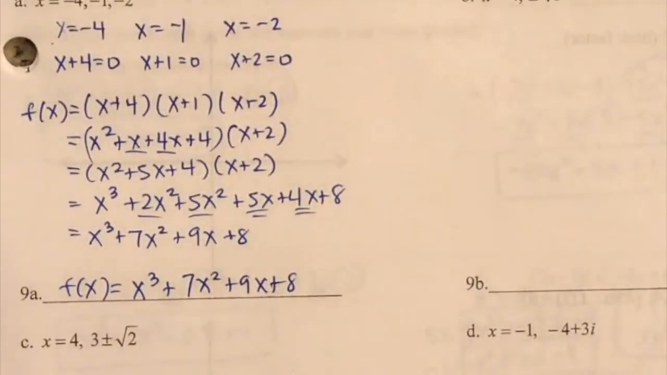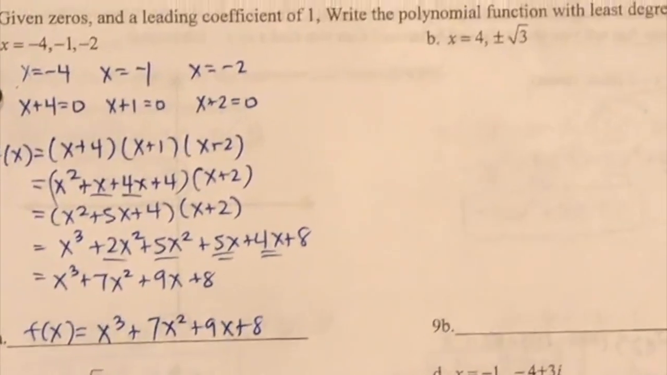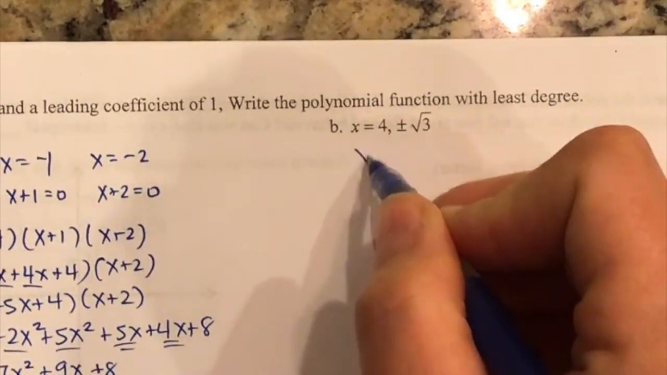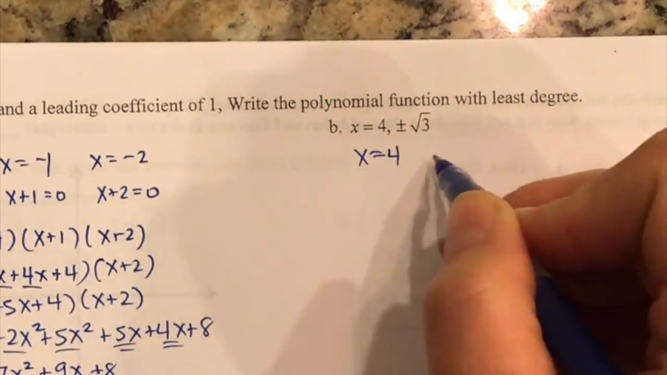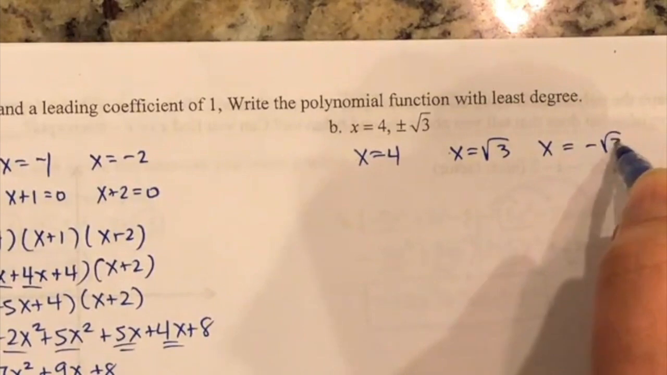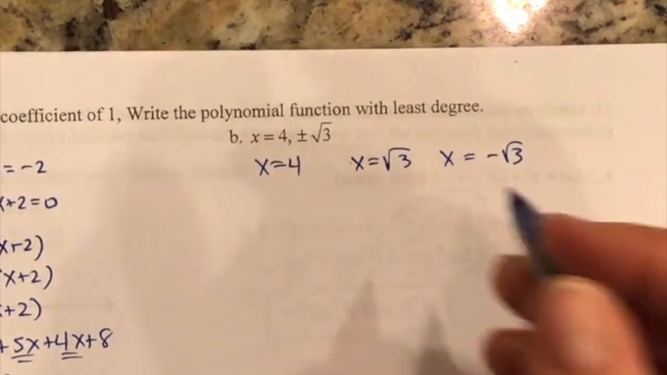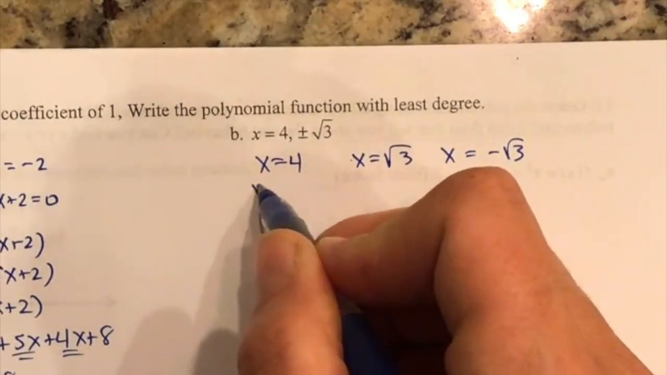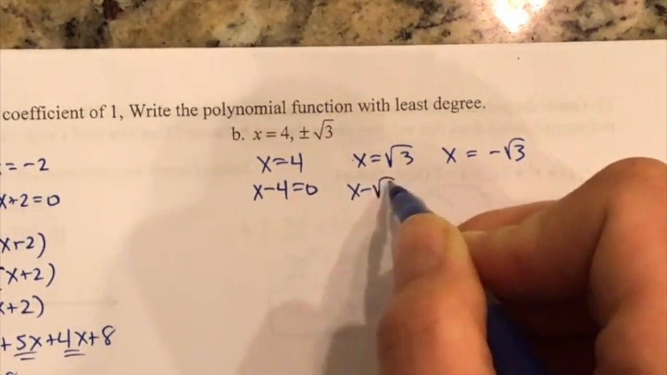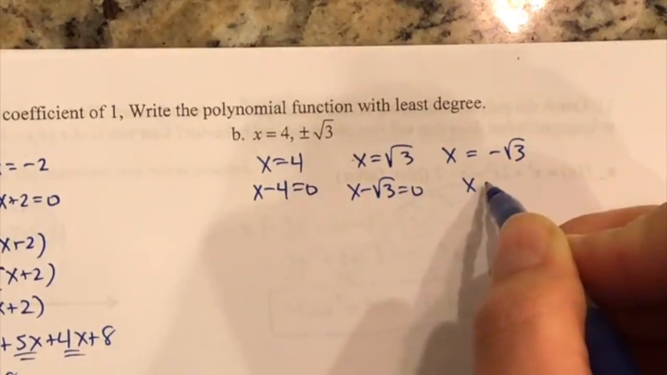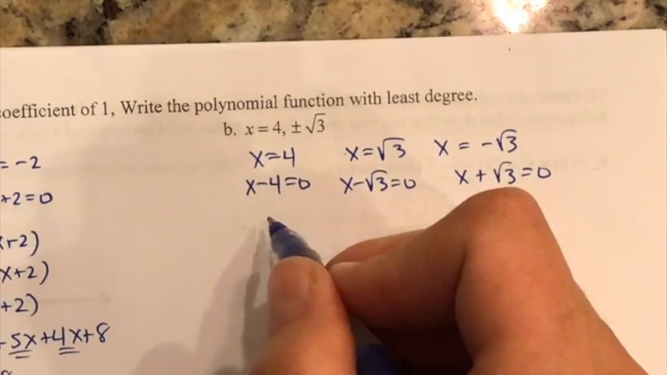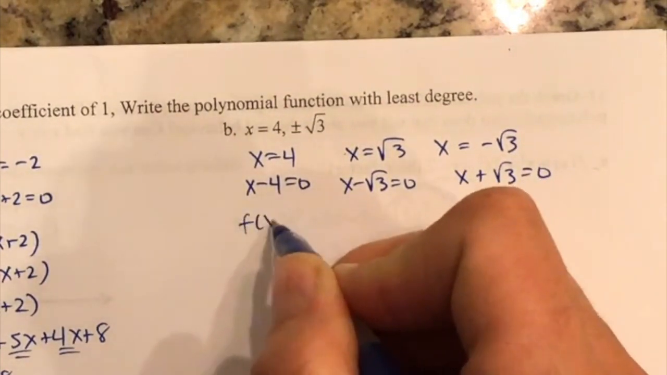Okay, let's do this all over again up here for part B. x equals 4, x equals √3, x equals -√3. Okay, I'm going to subtract 4 from both sides, and that's going to get me this. I'm going to subtract √3 from both sides. I'm going to add √3. Okay, so those are my factors.